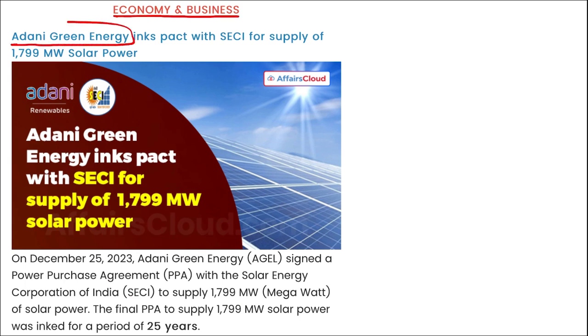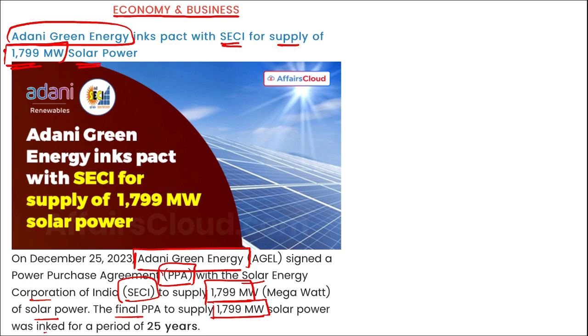economy and business. Adani Green Energy signed pact with SECI for the supply of 1799 megawatt of solar power. Directly remember, AGEL, that is Adani Green Energy Limited, signed a power purchase agreement with Solar Energy Corporation of India to supply 1799 megawatt of solar power. The final PPA, power purchase agreement, to supply 1799 megawatt solar power was inked with a period of 25 years. That for the next 25 years this contract has been signed. And remember, with this power purchase agreement, Adani Green Energy Limited completed the power tie-up of up to 8,000 megawatt manufacturing. And remember, this set a record for being the world's largest solar tender. Right? If we talk about SECI, Solar Energy Corporation of India, who is the chairman and managing director here? Rameshwar Prasad Gupta. Headquarters is in New Delhi and it was established in 2011.